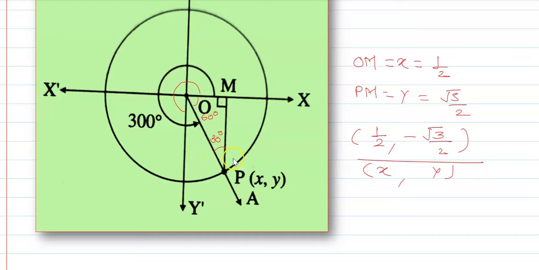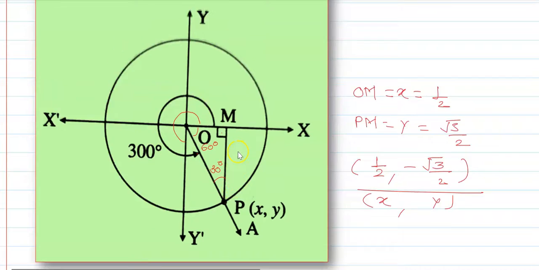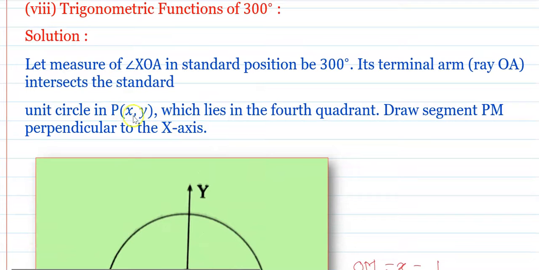Okay, and basically this point is in the fourth quadrant. In the fourth quadrant only cos and sec are positive, and all the remaining trigonometric ratios are negative. Okay, now we have to write this one by one.